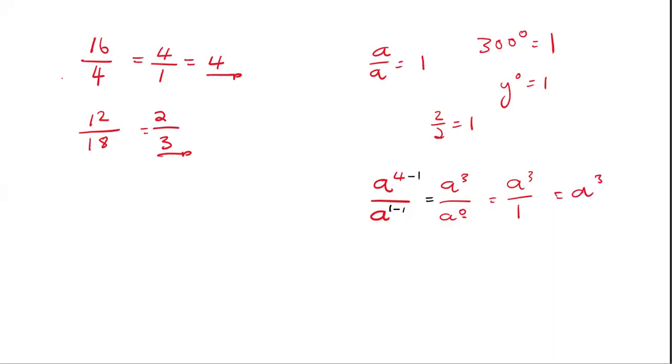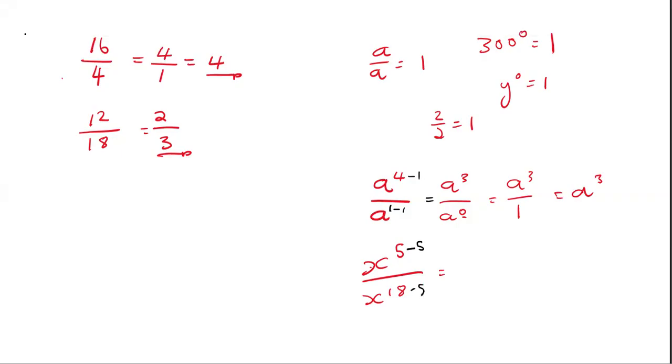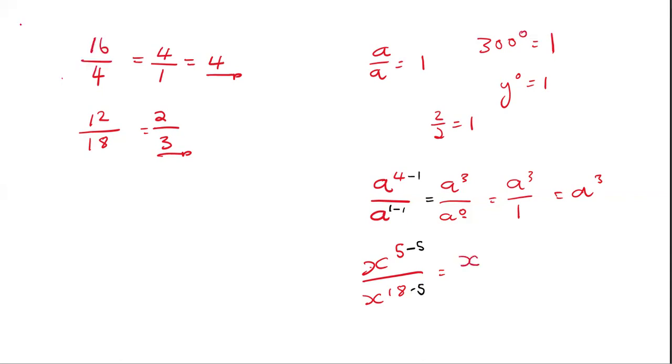The last example is when you have a exponent, let's use x instead. Let us say I have x exponent 5 all over x exponent 18. Now, I look for the smallest exponent. What is it? It's 5. So I'm going to subtract 5 from both exponents. Then my answer is going to be x exponent 0 over x exponent 13. X exponent 0 is 1. Then the exponent below doesn't change.